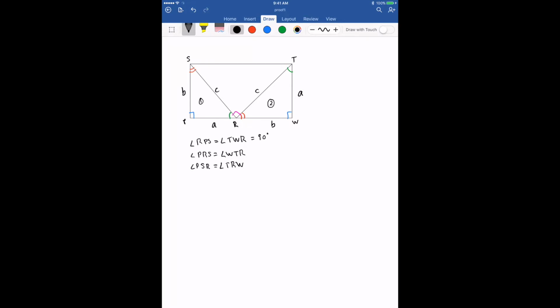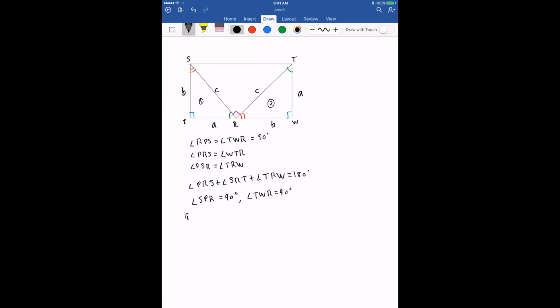Then we also know that angle PRS plus angle SRT plus angle TRW has to equal 180 degrees, because these three angles all sit on a straight line and a straight line totals to 180 degrees. So we know that angle SPR is equal to 90 degrees, and we also know that angle TWR is equal to 90 degrees.